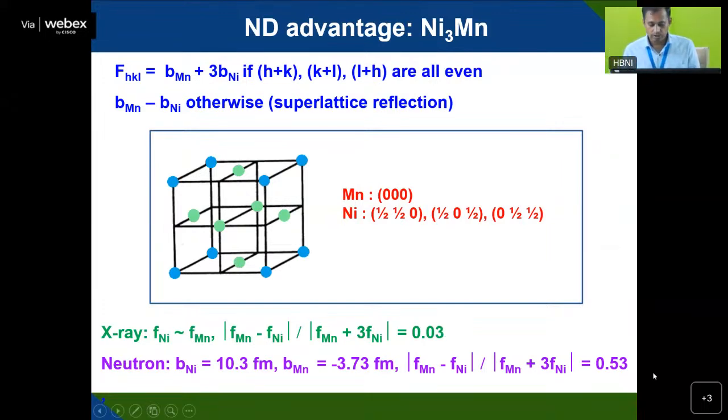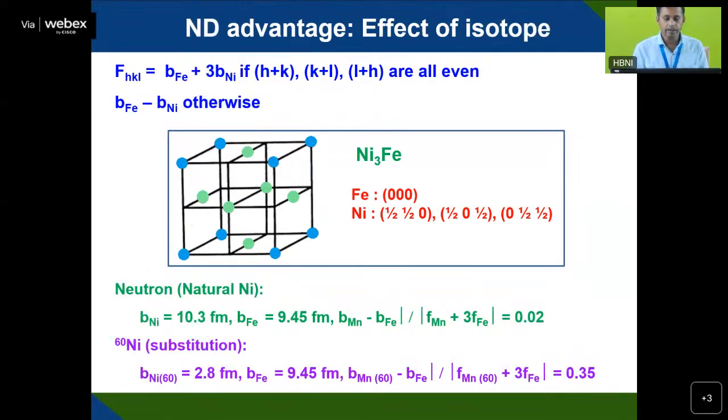But in the case of neutrons, you will be able to see additional peaks that you can easily see in neutron diffraction. Another advantage is that you can see the isotope effect. As I told, for Ni3Fe with natural nickel, the scattering length of nickel is 10.3, and that of the substituted Ni-60 isotope is 2.8. So there is a difference between this and this.